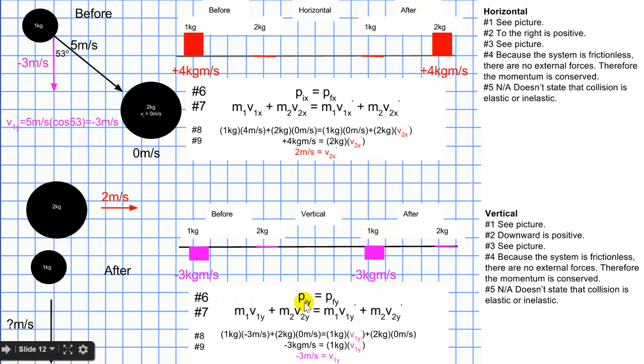So our equation for part 6 is still that the total momentum before the collision equals the total momentum after the collision. This is our filled in equation here. We've got 1 kilogram times negative 3 meters per second plus the 2 kilogram mass that's going 0 meters per second. Again, it's not moving before the collision. After the collision, the 2 kilogram mass is not moving vertically. It's only moving horizontally, so it's got no vertical velocity. That's why there's a 0 there. So we get negative 3 kilogram meters per second is equal to 1 kilogram times the vertical component of the velocity. So we just get v is equal to negative 3 meters per second.